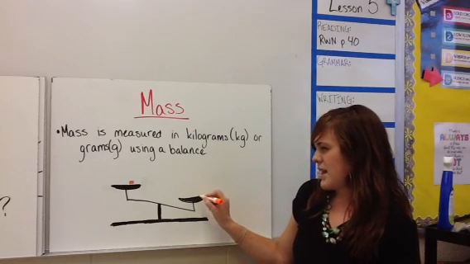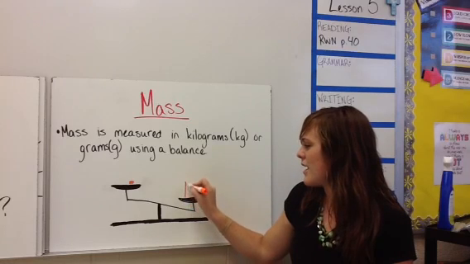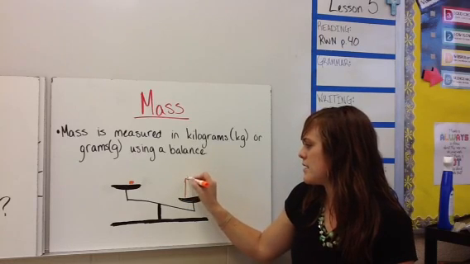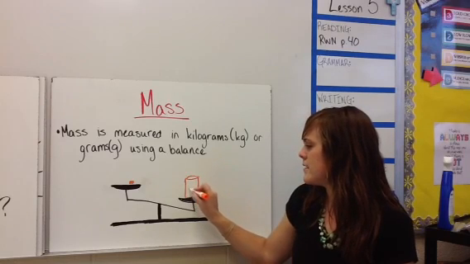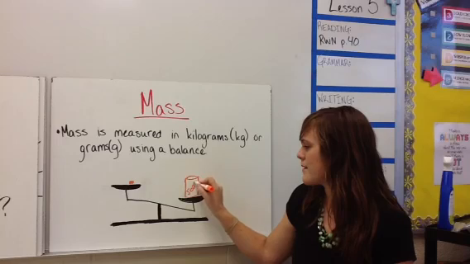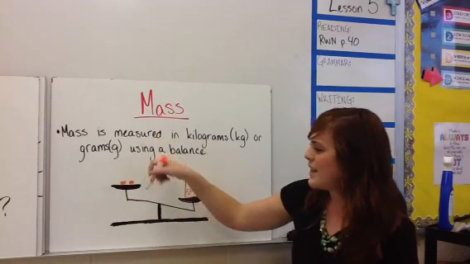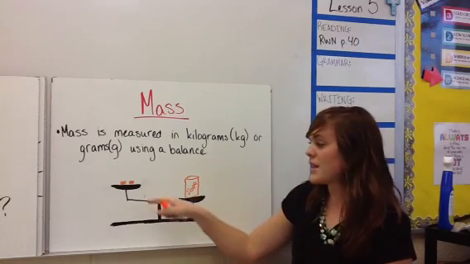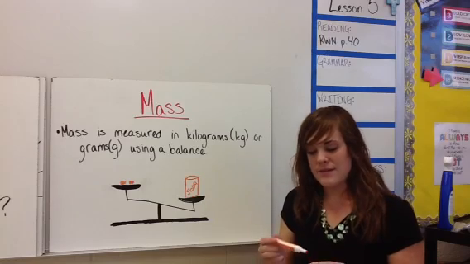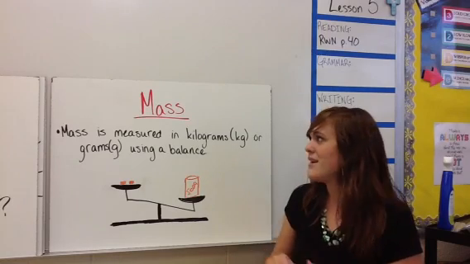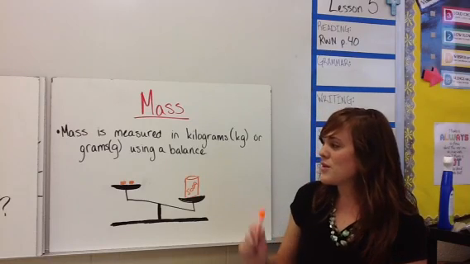Let's say we're trying to find the mass of something easy to draw, a can of soda. So you put your soda on this side, and you keep adding blocks to this side until they were even. And then you would just count up how many blocks you had, and that's how many grams your can of soda would weigh. Oh, no, I'm sorry. That's the mass of your can of soda, not the weight. We'll be doing more on this in class tomorrow.